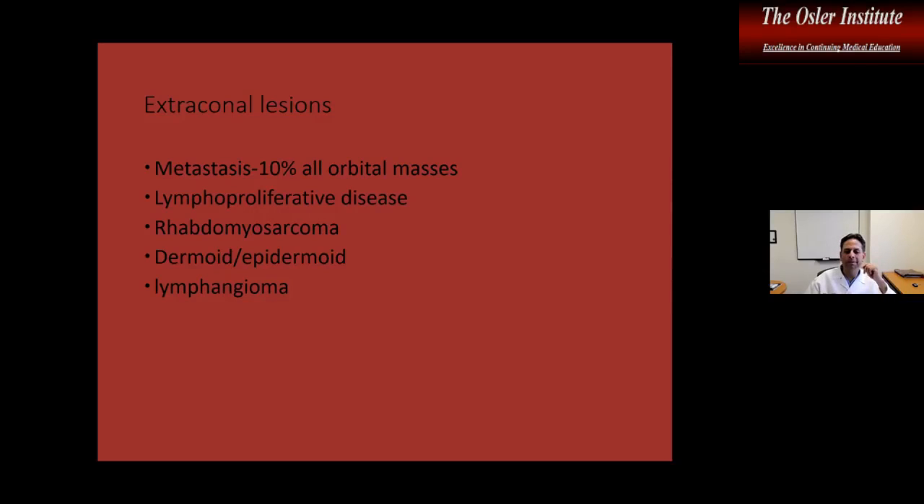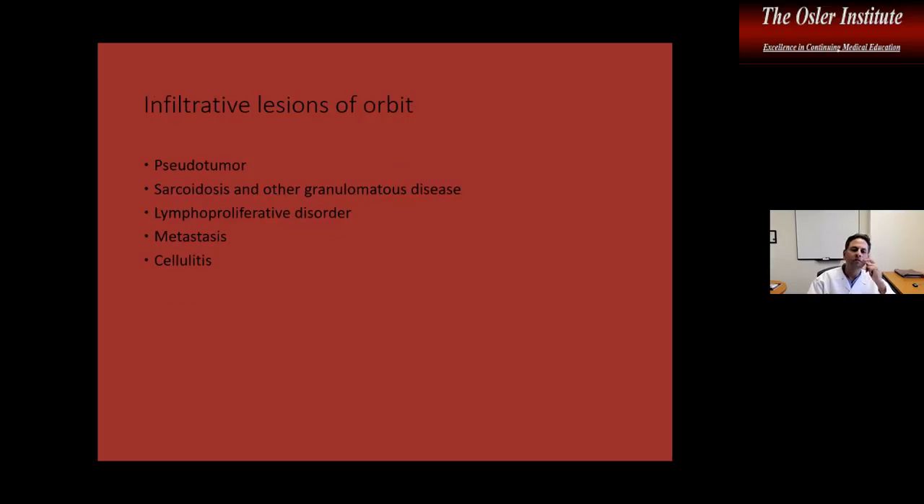But usually anything near the frontozygomatic suture is a dermoid, but they can occur at the frontoethmoid suture too. And you can have lymphangiomas. Infiltrating can be inflammatory, like pseudotumor of the orbit, sarcoidosis, or Wegener. That's the main granulomatous disease you have to think of. Lymphoma, metastasis, cellulitis we discussed before too. It can either be postseptal or preseptal.